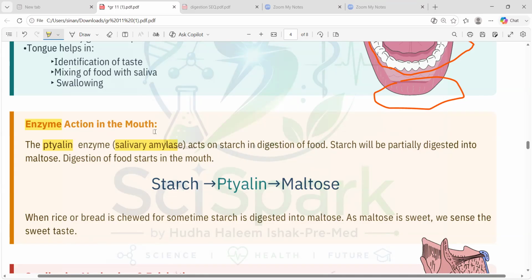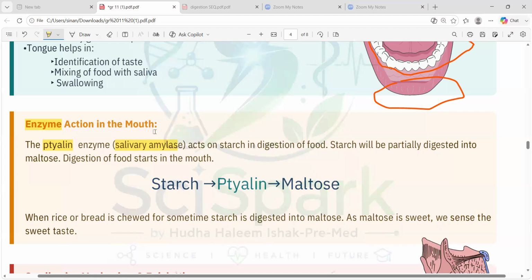Because the rice or the bread is a starch. Starch is what? Is it a monosaccharide, disaccharide, or polysaccharide? Very good. It's a polysaccharide. We also learned that polysaccharides are insoluble and not sweet. This is a character of the polysaccharide.